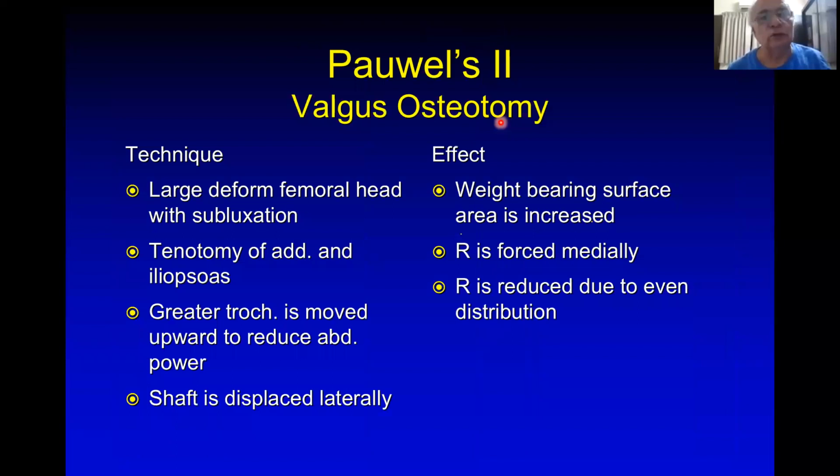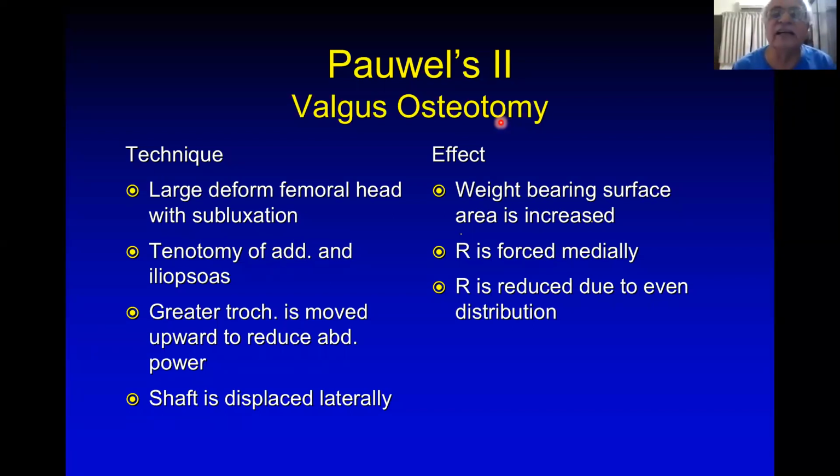So what about Pauwel 2? Here, there is a large deformed femoral head, and it is subluxating, where we have to do tenotomy of adductor and iliopsoas both. Greater trochanter is moved upward to reduce the abductor arm. Shaft is displaced not medially but laterally. Here, weight bearing surface is increased. R has been forced medially, which I'll show you on the X-ray. R is reduced due to the even distribution.